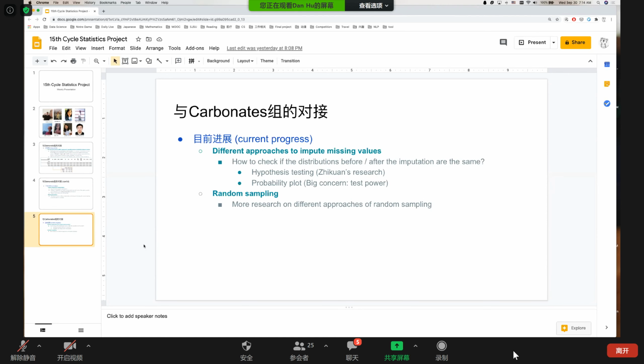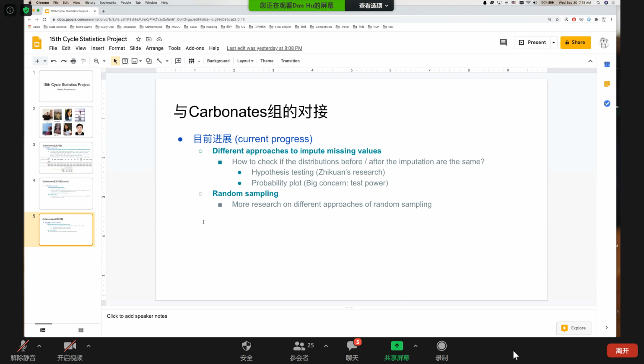As for the Carbonite team, our current progress is that we are still working on different approaches to impute missing values. I've already tried KNN imputation and linear regression imputation, and another task for us is to check whether the distributions before and after the imputation are the same. Zhikuan is working on the hypothesis testing, and he is also doing research and trying to wrap up everything he knows into a single document.